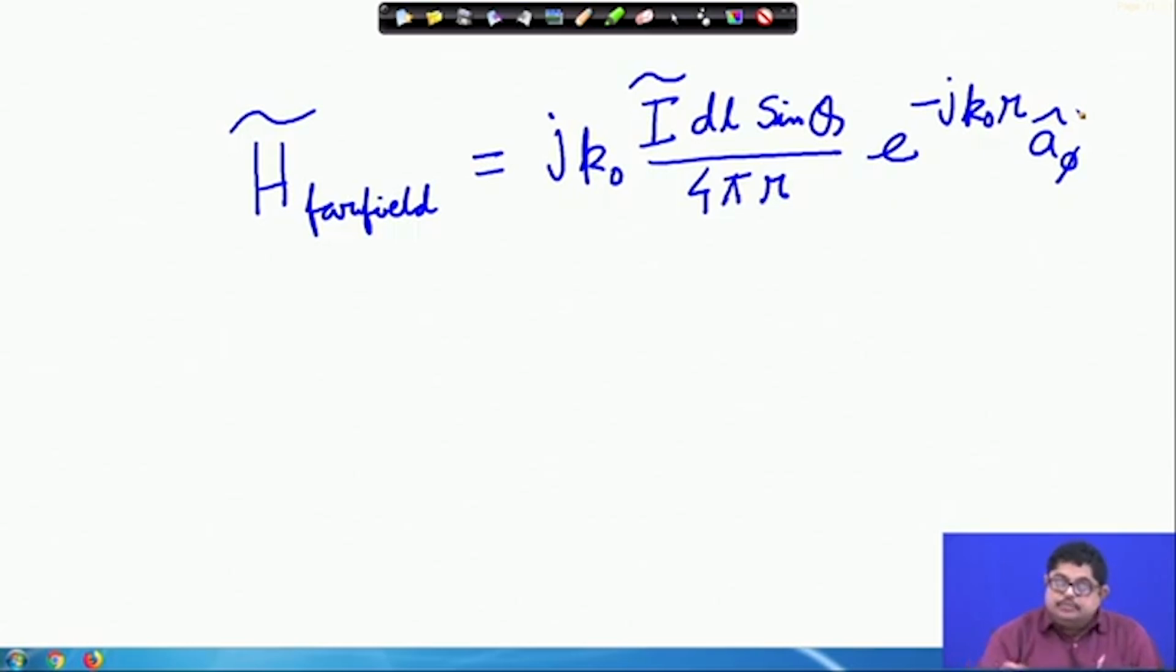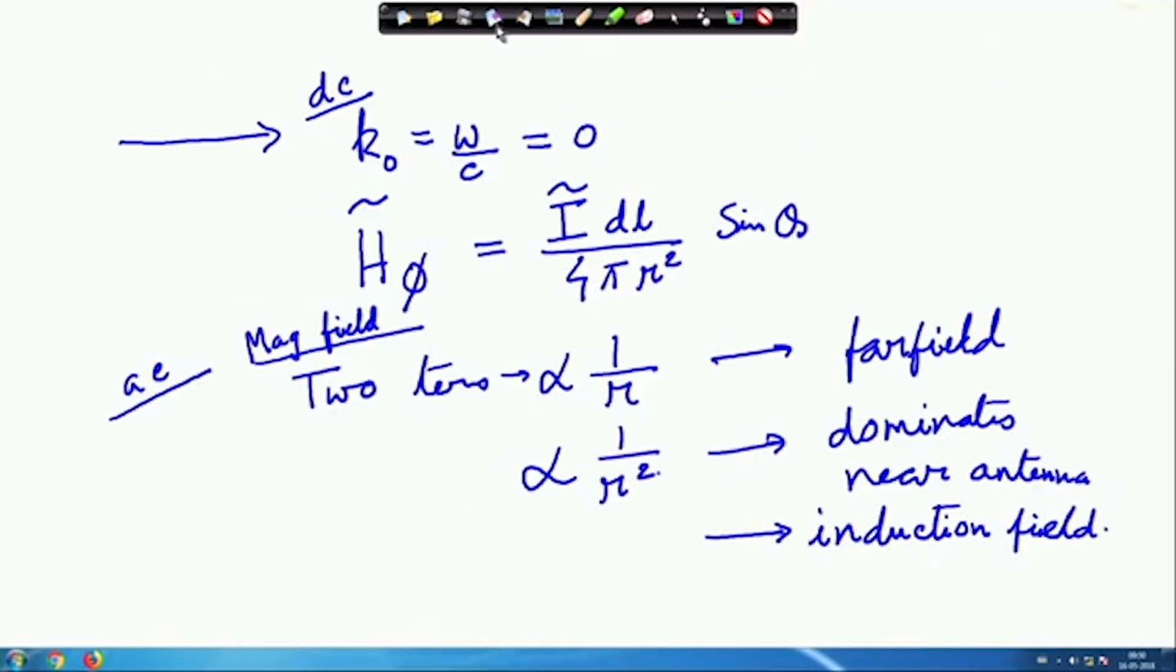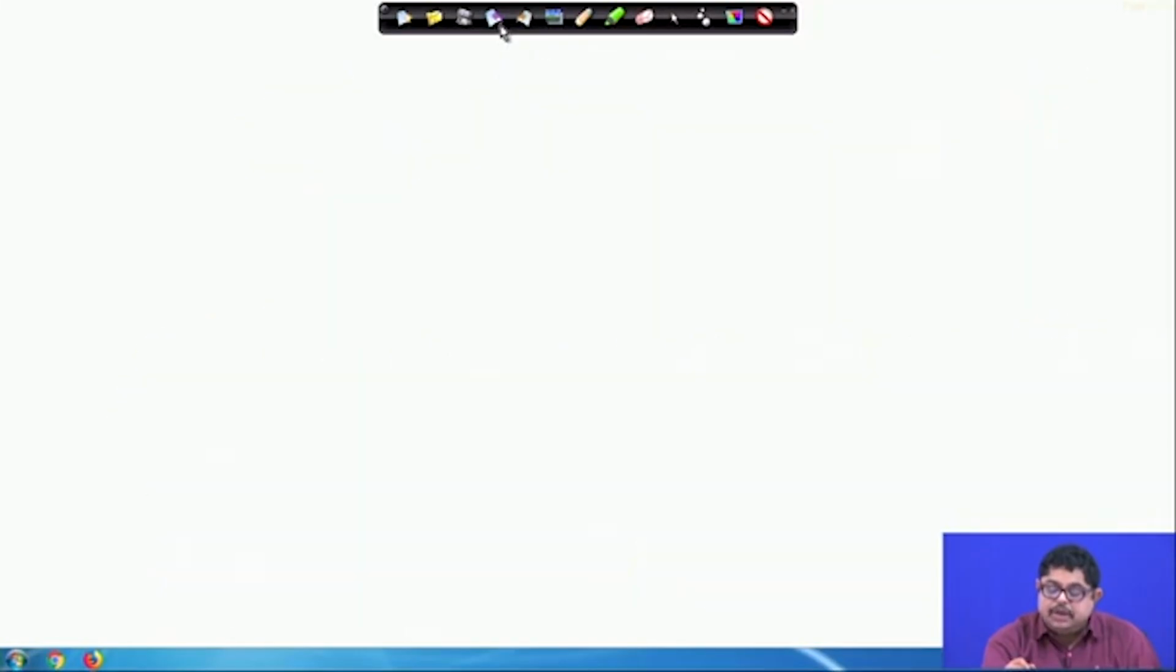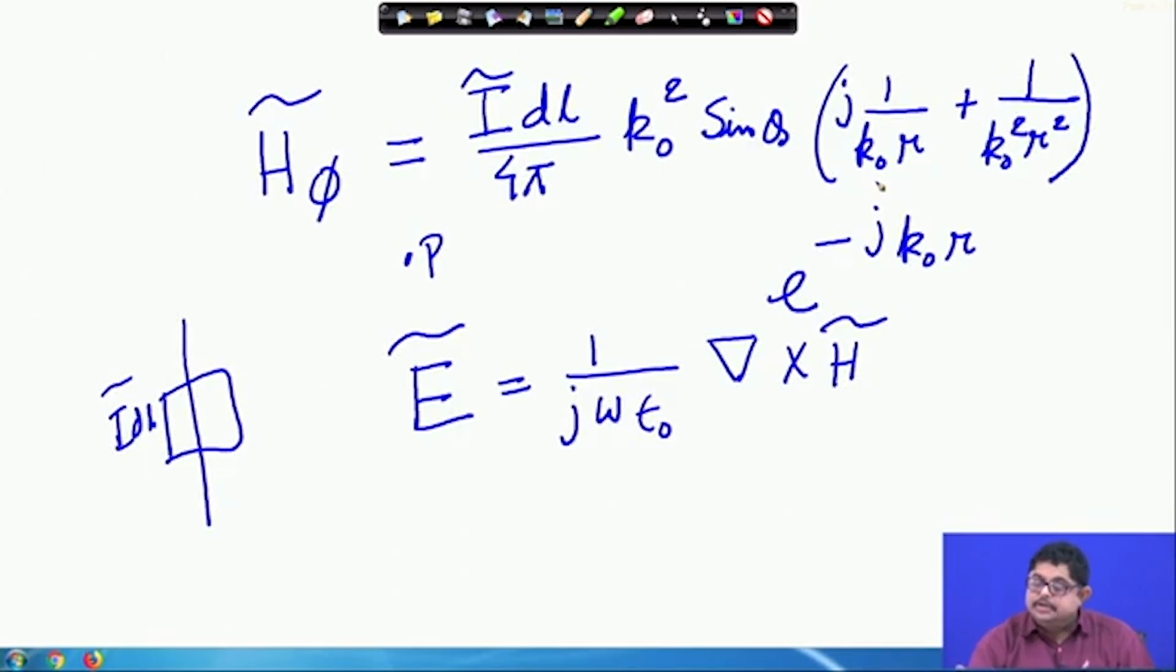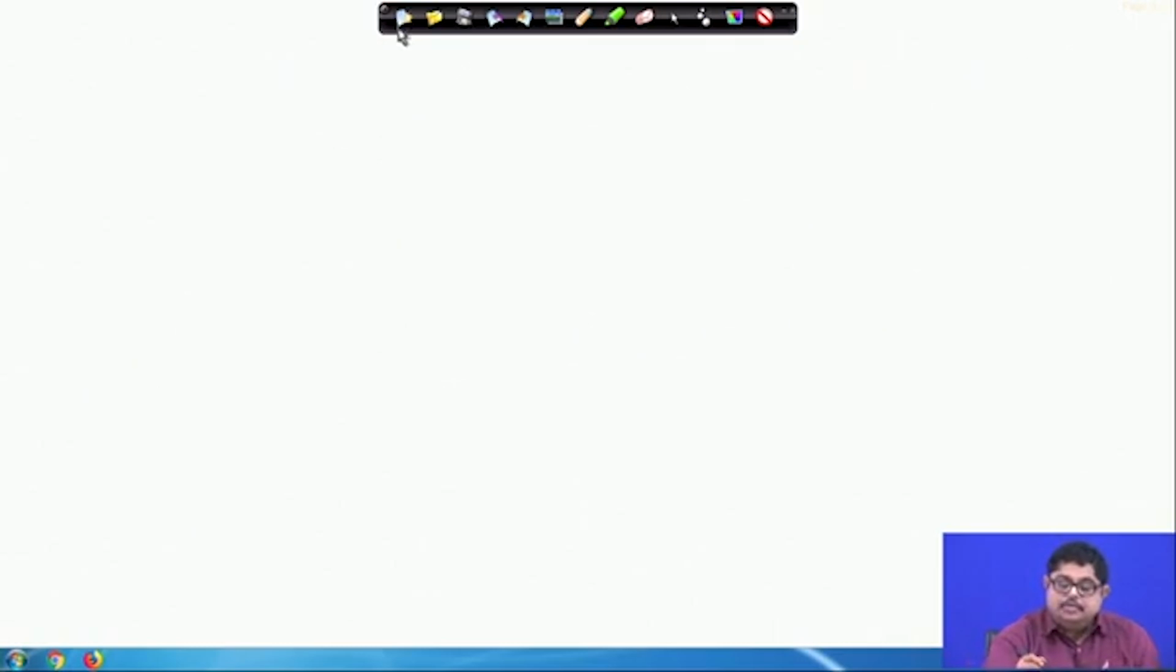and already we have seen the induction field. Now, what is the distance where this induction field component and this far field component become equal? That means, let us look at the E field expression. So, basically I will have to equate this, the magnitudes will become equal, that means I will have to make 1 by k naught r equal to 1 by k naught r square at that distance of r, it will be equal.